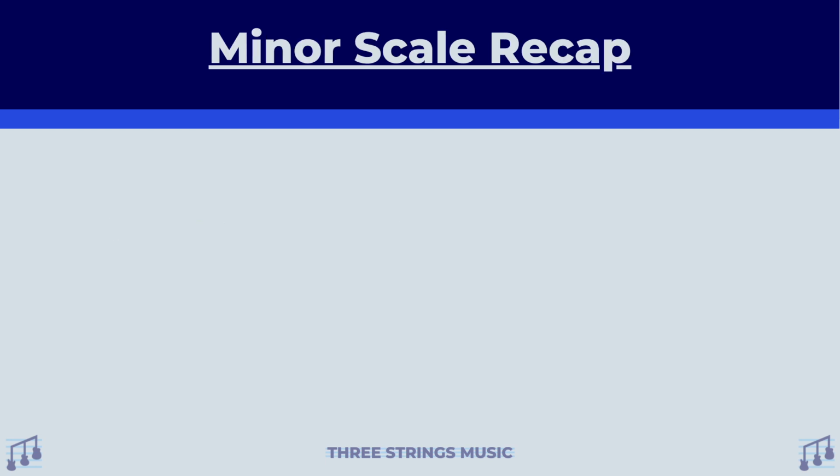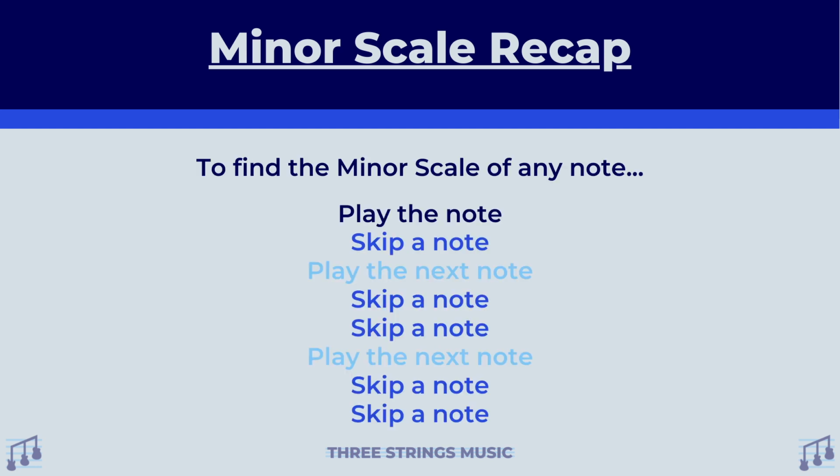And as for a general recap on the minor scale, to find the minor scale of any note, you play the note, skip a note, play the next note, skip a note, play the next note, skip a note, and then skip a note. Like I said earlier, it's the same general idea as with the major scale, it's just that here everything is in a different order.